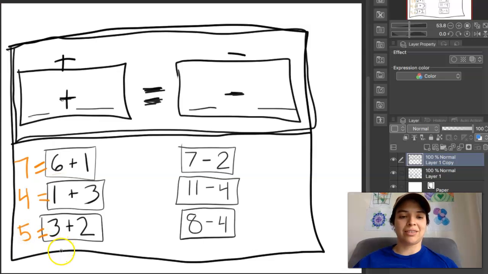How about that? 5 is the same as 3 plus 2. Now let's do the other side. I'm going to put equal signs over here just to get ready for it.